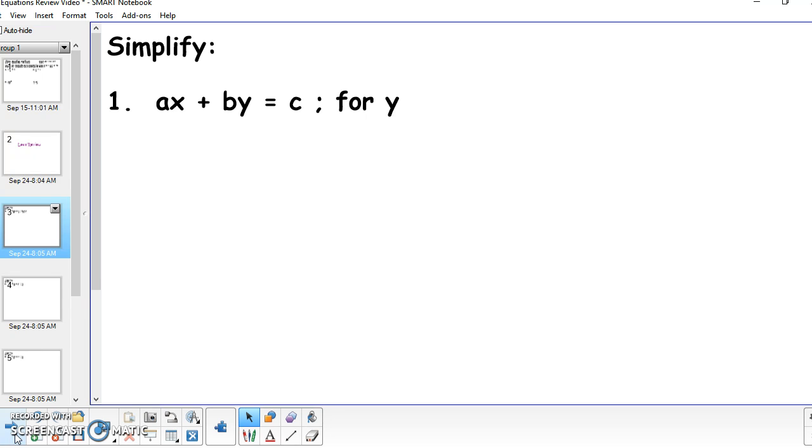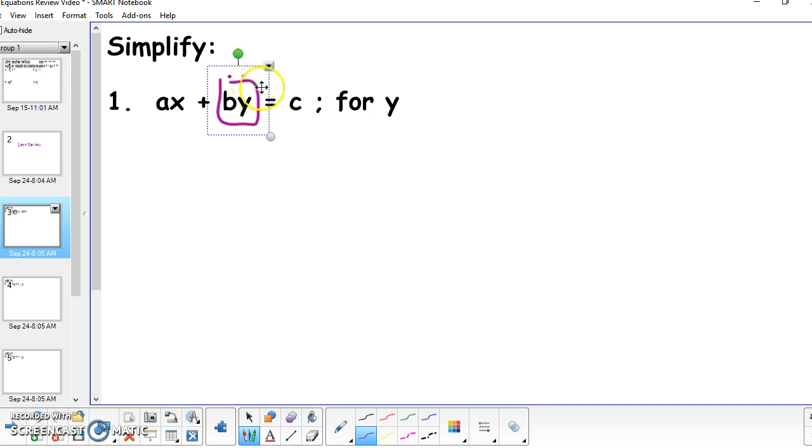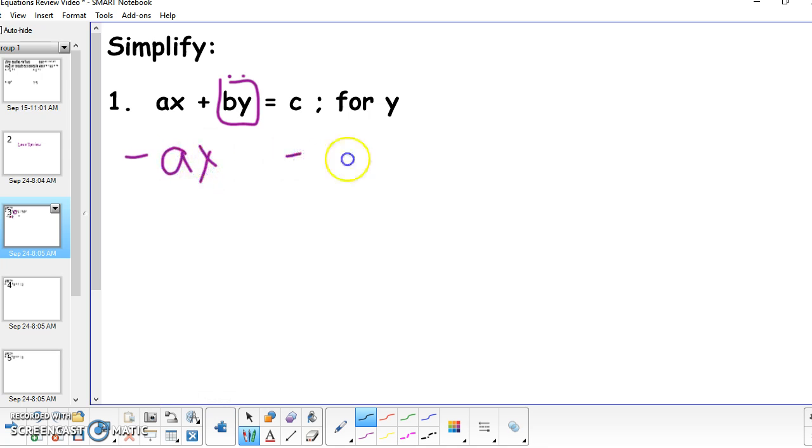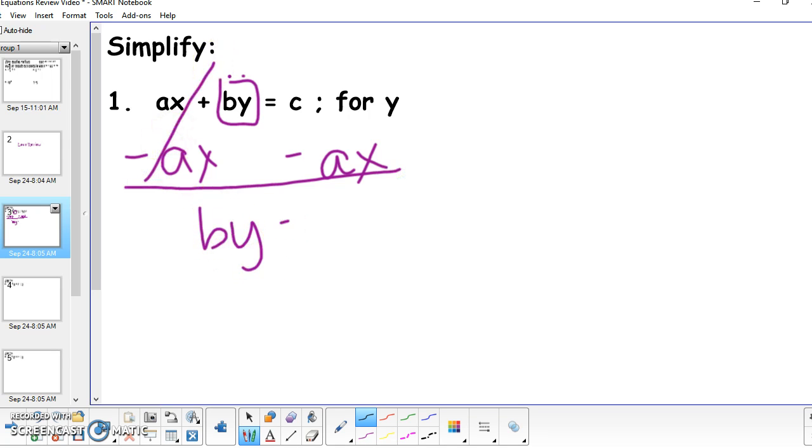So here the equation is ax plus by equals c, and it tells us to solve for y. Well, I see y's here, and we need to solve for it. Just like any equation, you want to get the variable by itself. So we're going to start by removing everything on that side with the variable we're solving for, and it cancels out. Don't forget it's negative, and I'm just bringing everything down like I would with a regular equation.